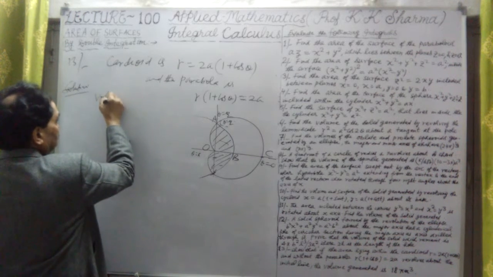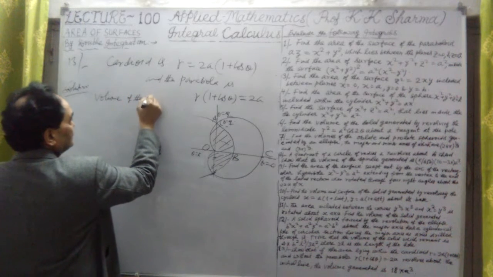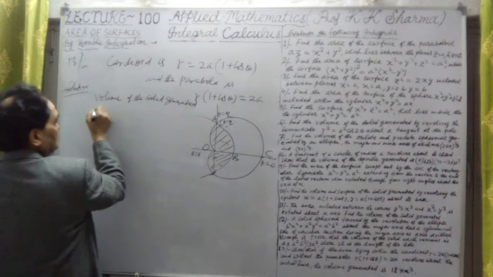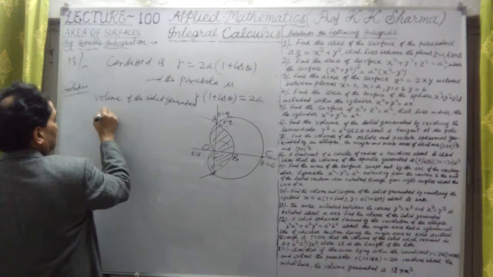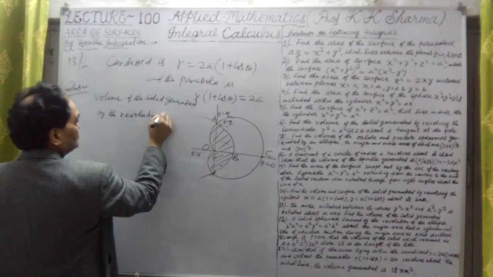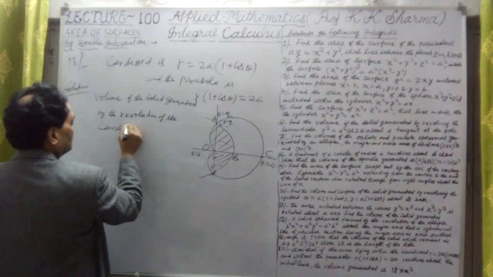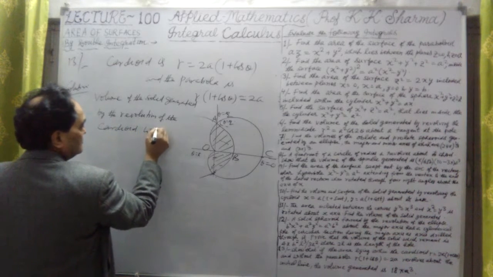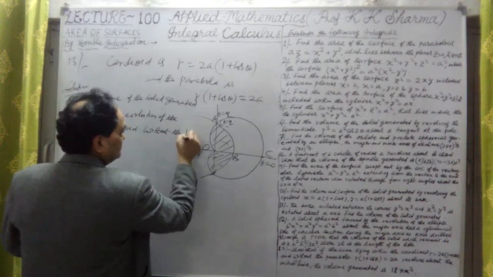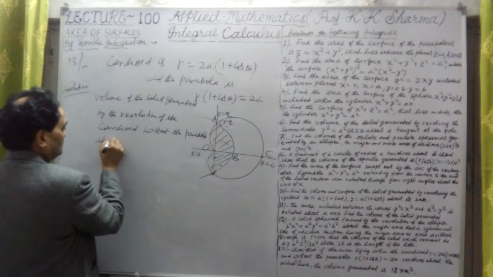The volume of the solid generated by the revolution of the cardioid without the parabola about the initial line.